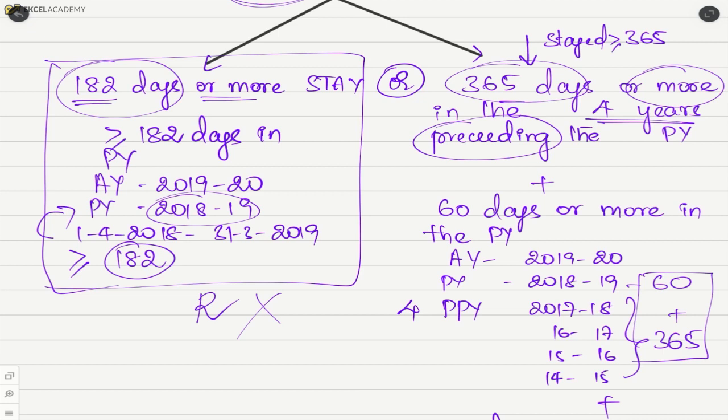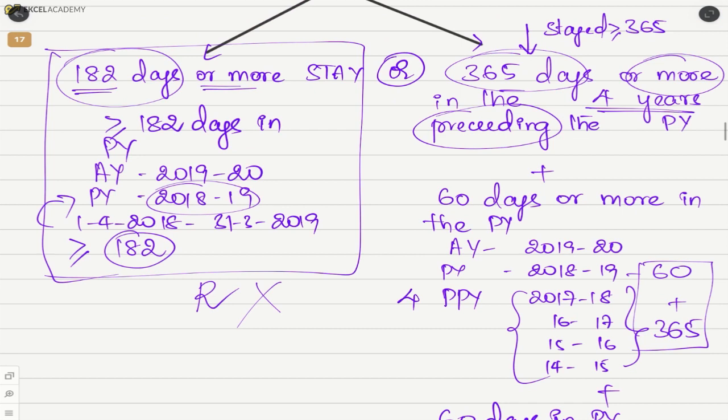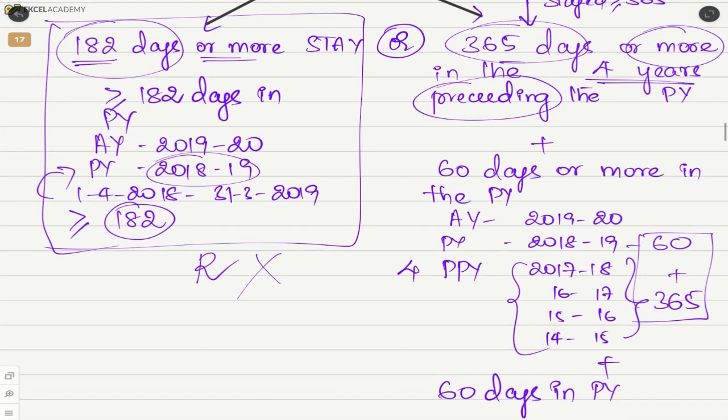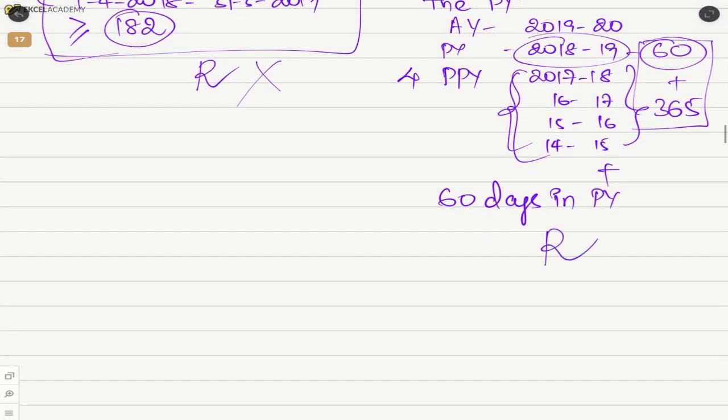18-19. Let us assume he is not able to satisfy. Then we will look at the second basic condition, which says he should have stayed in India for a period of 365 days. When? In the 4 years preceding the previous year. Which is the previous year for us? 18-19. Which are the 4 preceding previous years? 4 years before that: 17-18, 16-17, 15-16, and 14-15. So how many days in those 4 years? 365. Is it sufficient? Definitely not. Then what? 365 plus 60 in the previous year. Both put together, if he satisfies that condition, even then he will be treated as a resident.